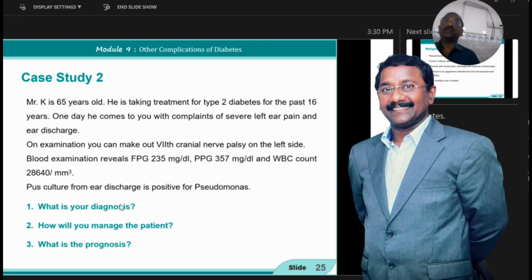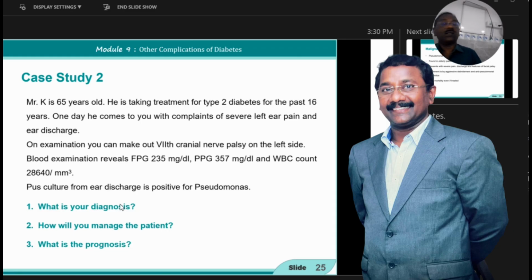Linezolid, ceftazidime, okay, 3rd generation, 4th generation cephalosporins, etc. So what is the prognosis? Guarded, not good, okay, guarded prognosis.